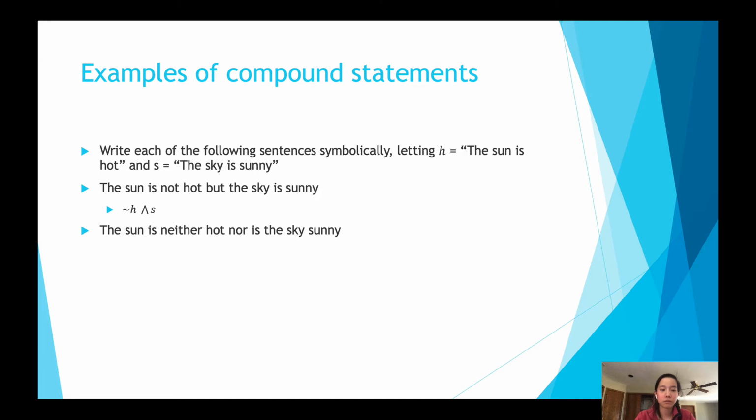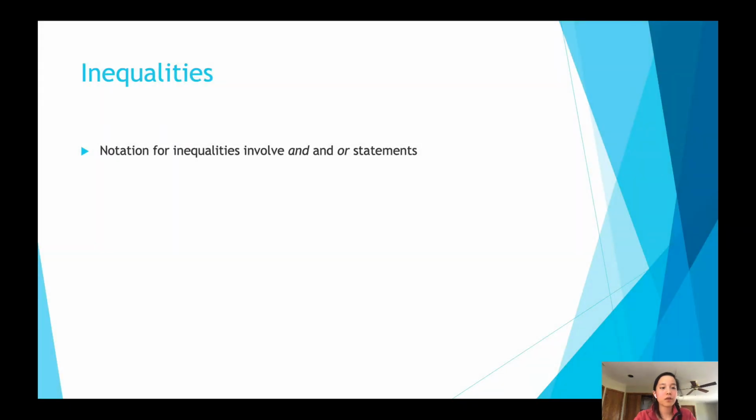The next sentence we want to write symbolically is the sun is neither hot nor is the sky sunny. So we would write the negation of H and the negation of S because that's how the structure of neither nor works. And that fits perfectly with the symbols and its meaning that we put with it. All right, so let's talk about inequalities now.